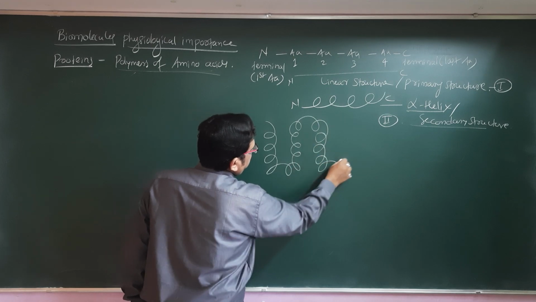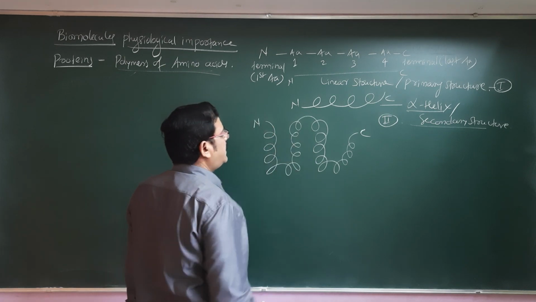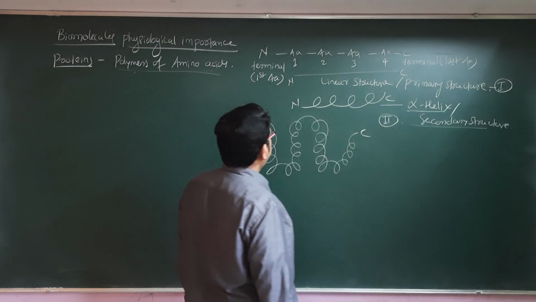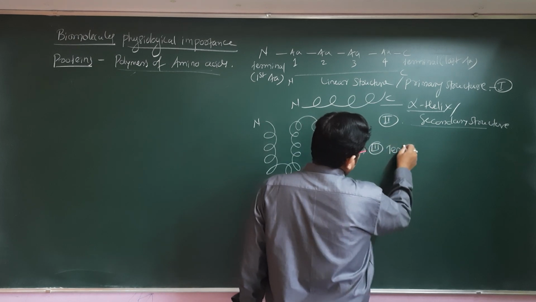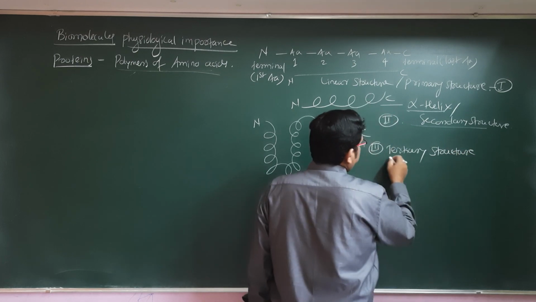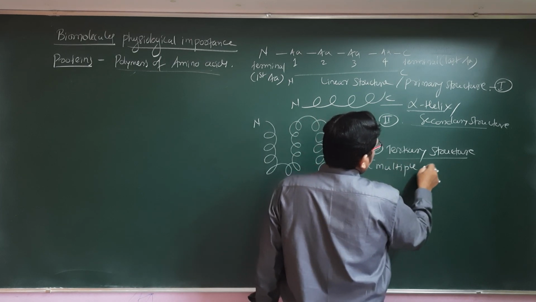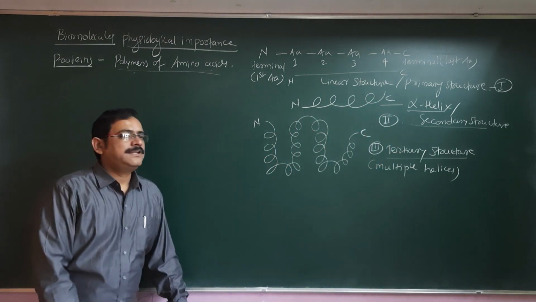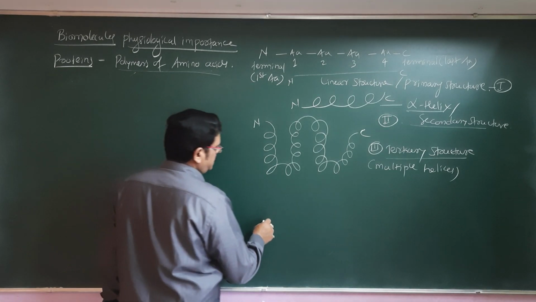Okay, so it has a C terminal here, an N terminal here, and multiple helices. It is called a tertiary structure. So the third level is the tertiary structure. Tertiary structure mainly refers to multiple helices clubbed together. The tertiary structure also involves structures that can be somewhere like this.